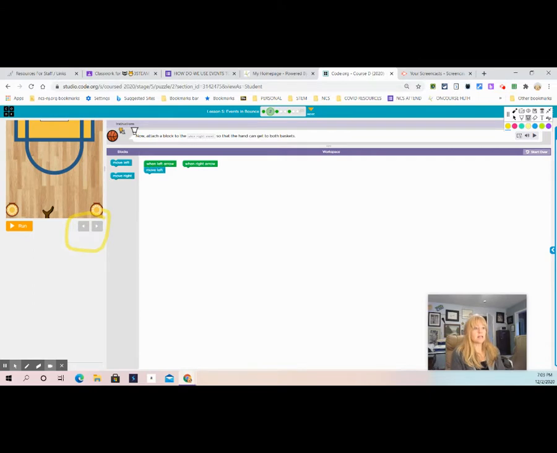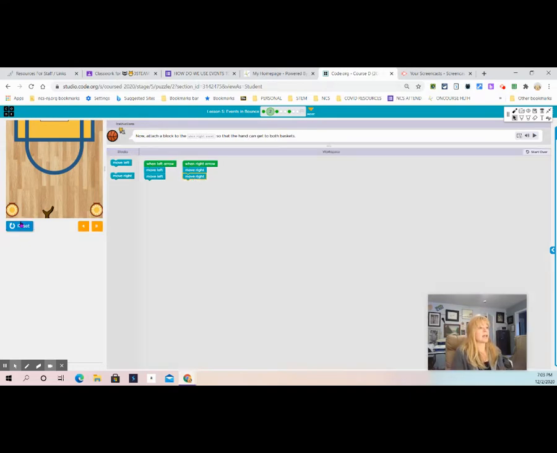Read the directions at the top. It says now attach a block to the when right event. That's this event right here, so that the hand can get to both baskets. So what do we need to do? Well, if you're moving left, you need a move left block. If you're moving right, you need a move right block. Now, you could put 2 on each one. That way, when you click the button, he moves 2 steps instead of 1 step when the hand is moving.